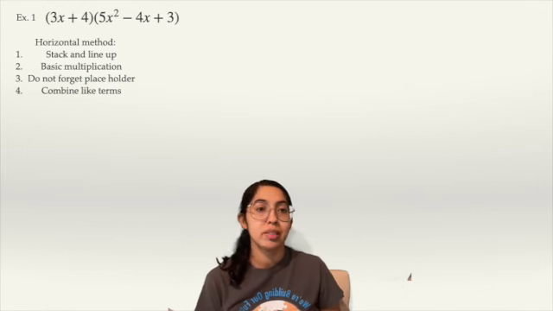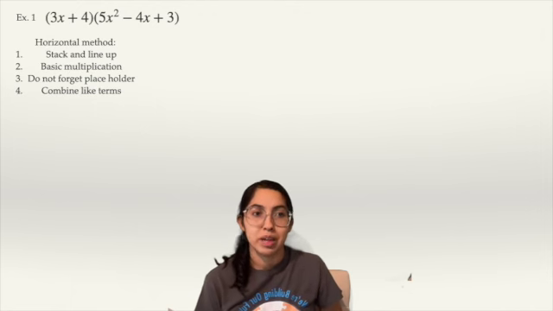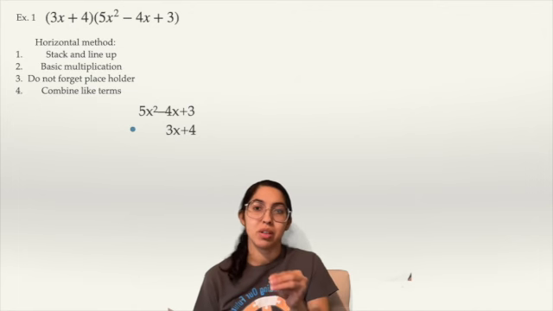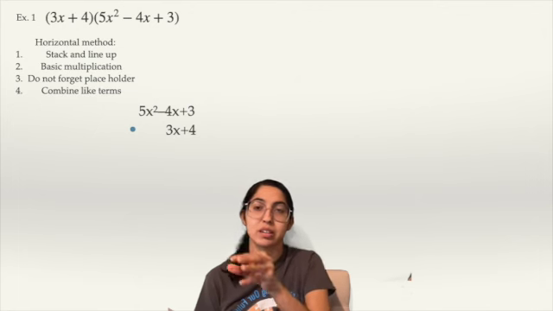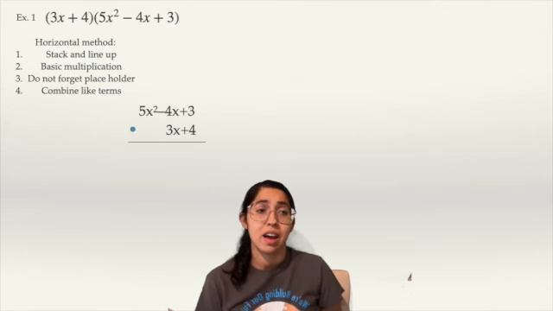Horizontal method, here are the steps. Stack and line up, it's basic multiplication. Do not forget placeholders, combine like terms. We're going to put our trinomial or polynomial on top, binomial on bottom. We are multiplying just like a regular multiplication problem. In a multiplication problem, you would start with the ones place, the tenths place, the hundredths place, like that. That's all we're doing.